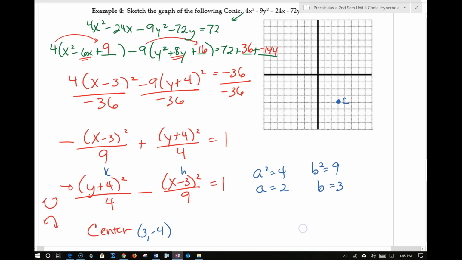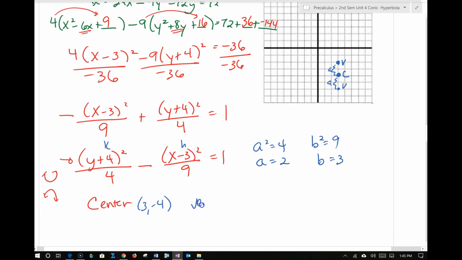So first of all, let's get our vertices. With the a, we go up 2 to get a vertex, and we go down 2 to get a vertex. So that's an a distance up and an a distance down. So your vertices end up being negative 4 plus 2, and negative 4 minus 2. So 3, negative 2, and then 3, negative 6. So definitely got those two down there for our vertices.